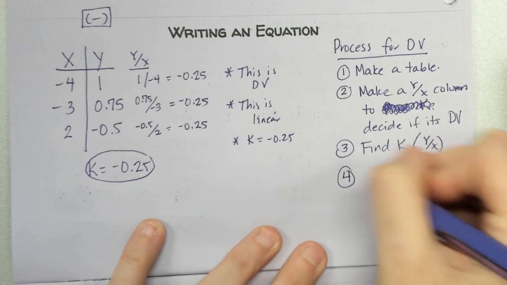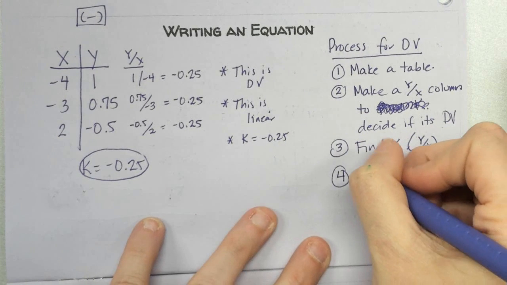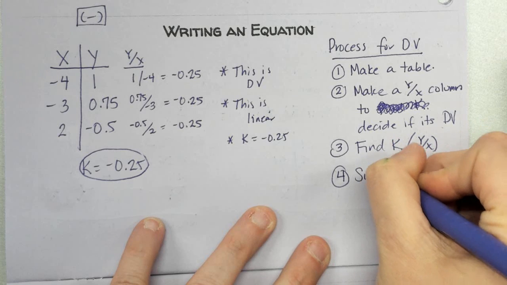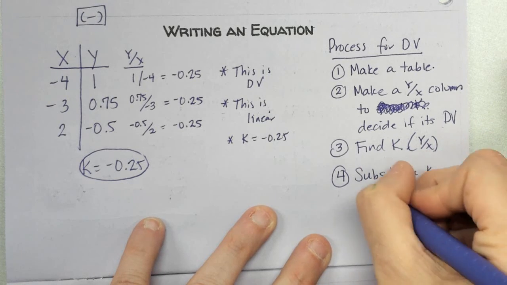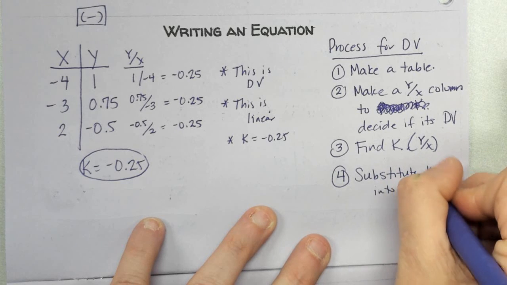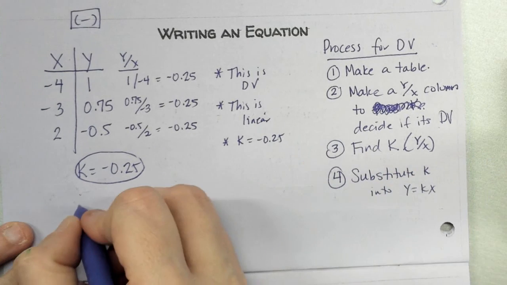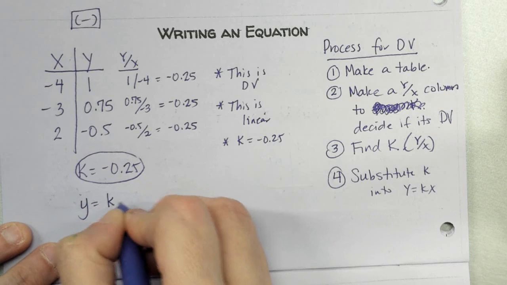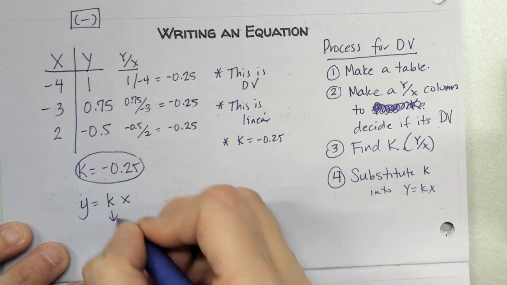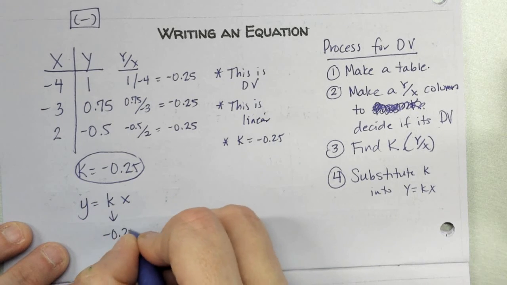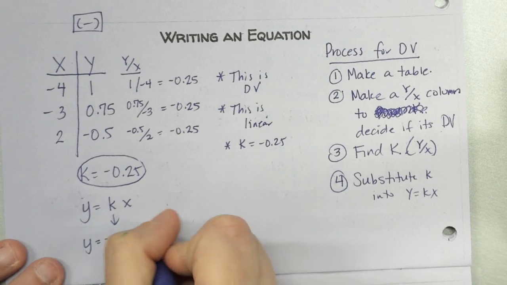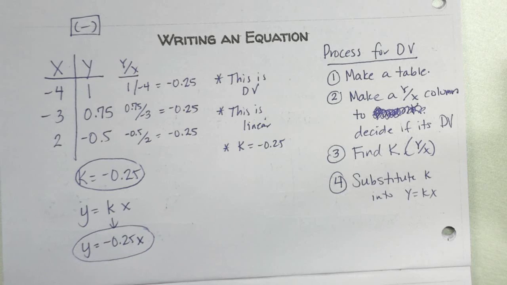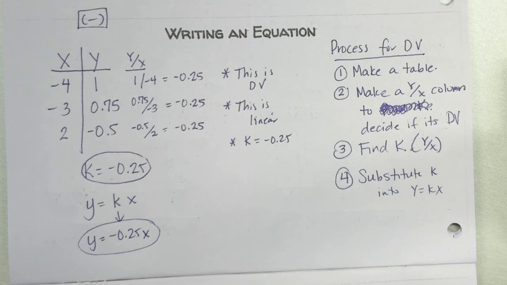Now is the easiest step, the last step. Well, for now. Substitute k into y equals kx. So I have y equals kx. Well, k is -0.25. So y equals -0.25x. And now I have my equation. Okay?